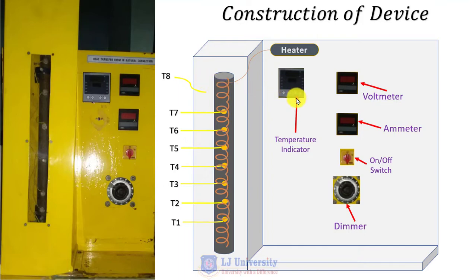This temperature indicator shows the temperatures of all the 8 thermocouples. By using the dimmer you can change the input voltage, which is shown by this voltmeter. According to the voltage, the current will flow in this heater, and that amount of current is given by this ammeter.